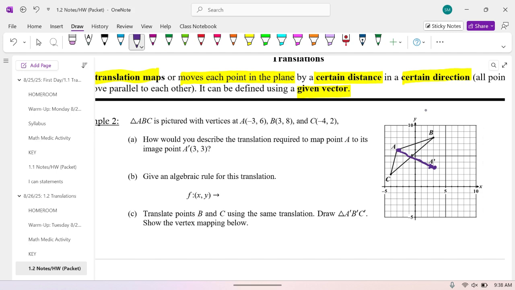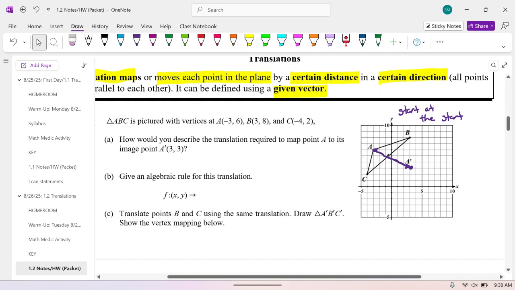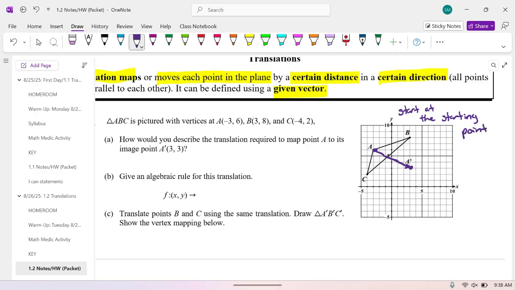All right. So whenever you do rise over run, or in this case, it's not even rise over run, you just need to do the rise and the run. All right. So make sure you start at the starting point. Otherwise, your directions are going to be wrong. All right. So take a minute, figure out the translation from A to A prime.